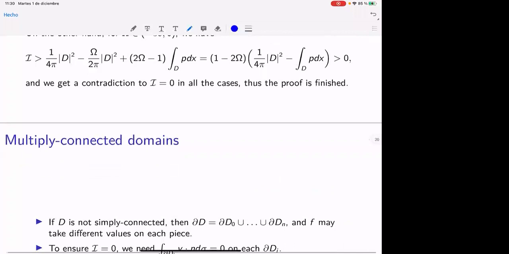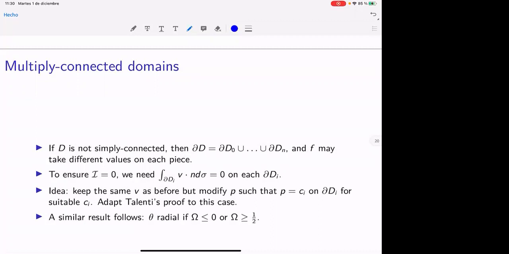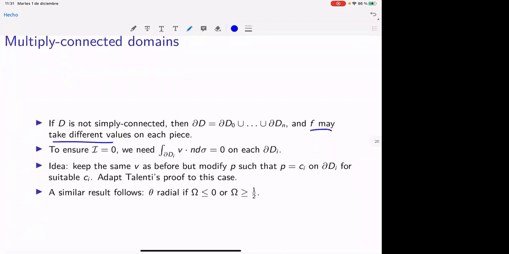And now how to go from the simply connected case to the multiply connected. First, let's still keep being at the patch. So if we have a patch which is multiply connected, then we have the problem that F may take different values on every piece. And what we do is, well, we pick the same B as before, but we modify the P in such a way that we can deal with F having these different values at every boundary piece. And we extend Talenti's lemma to this case. And the proof goes the same way. Okay, so this is how to deal with the multiply connected case.